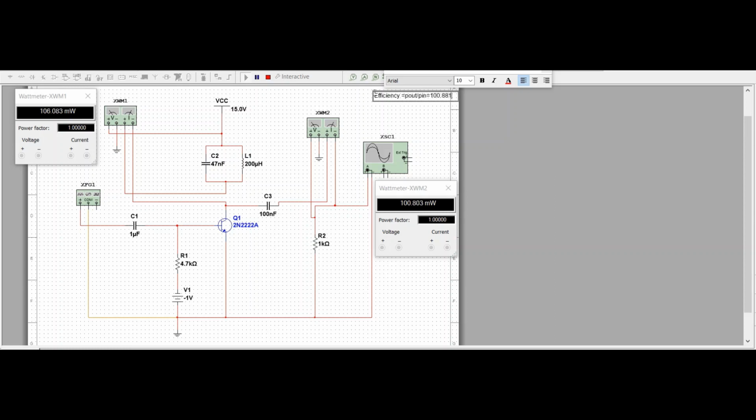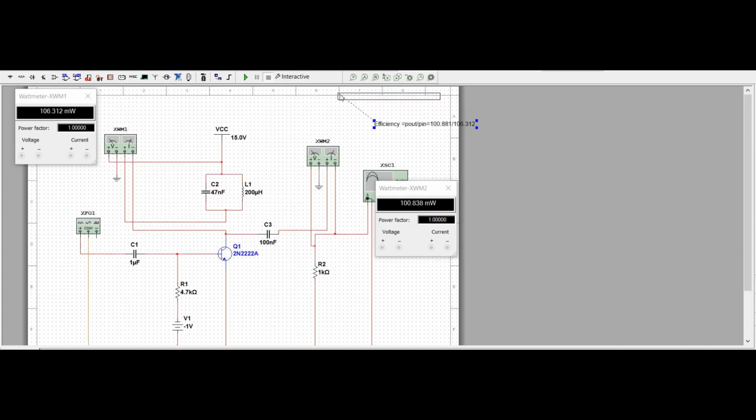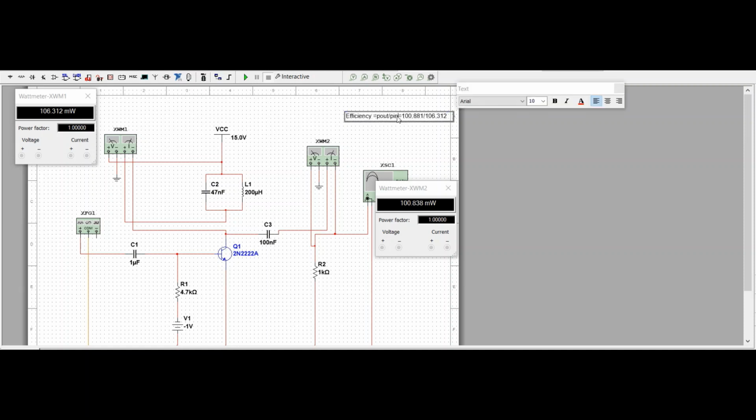100.881 divided by 105.106, sorry, we can stop the simulation and see it is 106.312. Since it is milli, we are neglecting the milli because it will get cancelled, and efficiency is given in percentage, so this comes out to be approximately 91 or 92%.